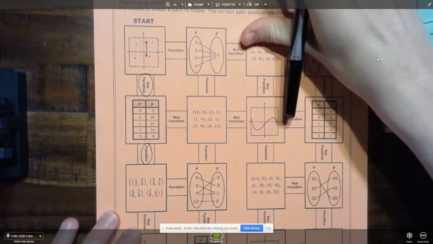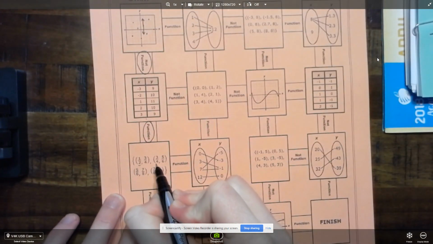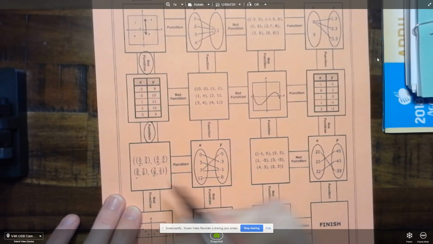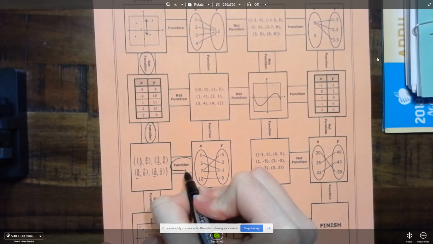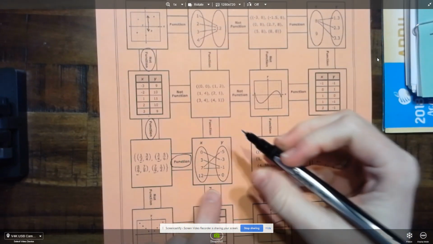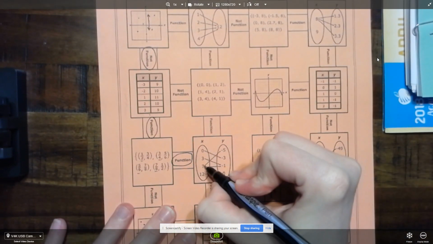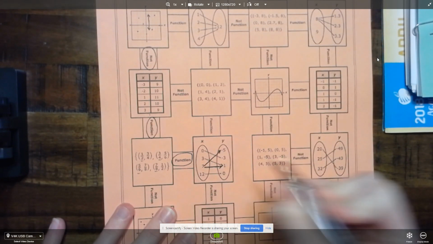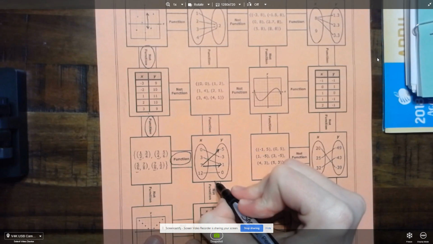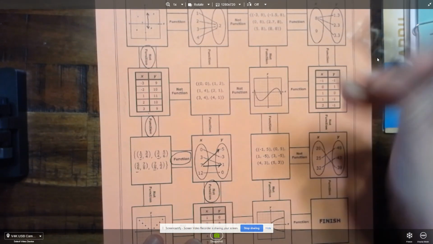Then we've got ordered pairs here. So if we look here at our ordered pairs, we have a half, 3/4, 5, 6, 7, 8. None of my x's repeat. So that one is a function. Now we've got a mapping. And if you look here at 7, it's got 2 arrows going to 2 different y's. So that one is not a function.